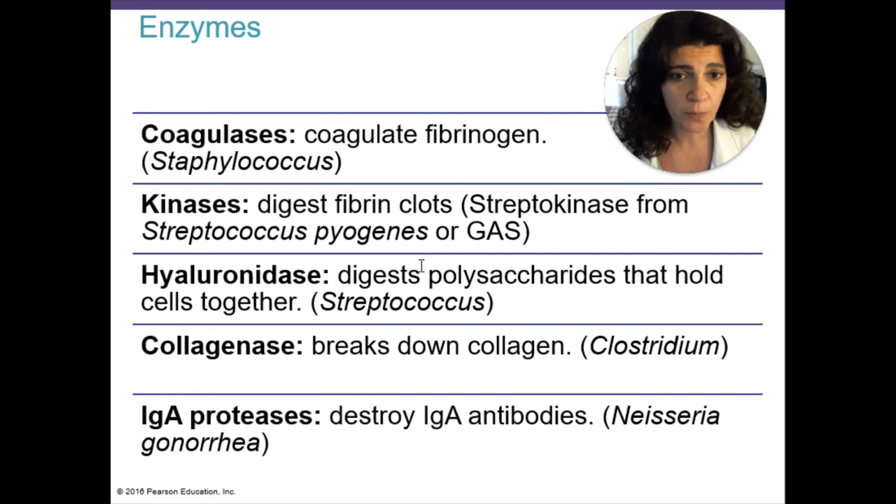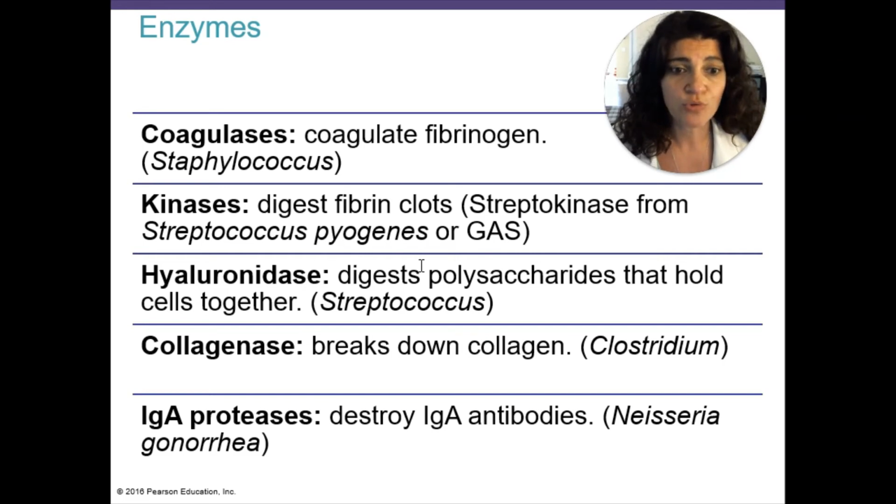Kinases do the opposite. They digest fibrin clots. The bacteria needs to move around, and sometimes there are clots being formed by the whole inflammation process, and there are some bacteria like Streptococcus pyogenes that produce streptokinase, which is a kinase specific for this bacterium that digests fibrin clots.